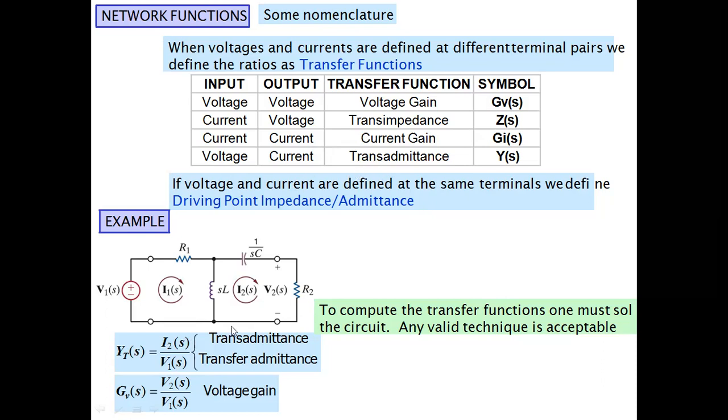If you are calculating voltage gain, how can we calculate it? That will be the ratio of the output voltage with respect to the input voltage. So we take the output voltage as V2 of S and the input voltage as V1 of S. You can solve the remaining ones also, and take them in equation form.